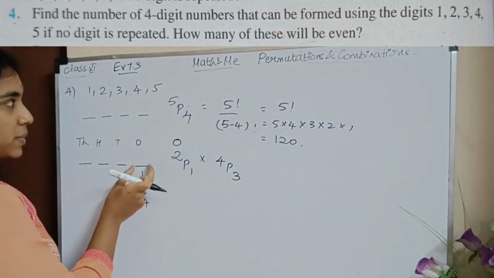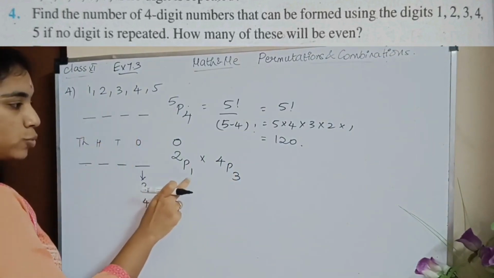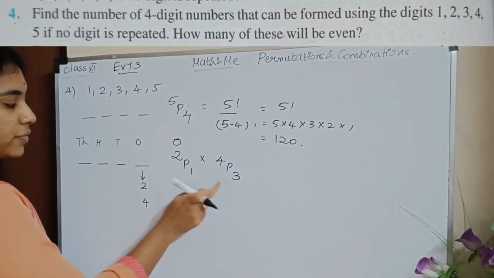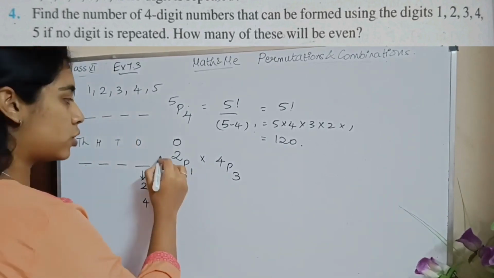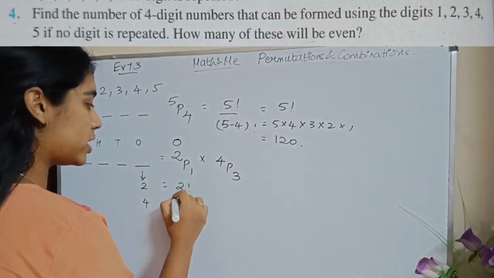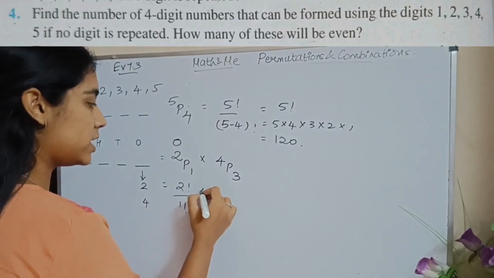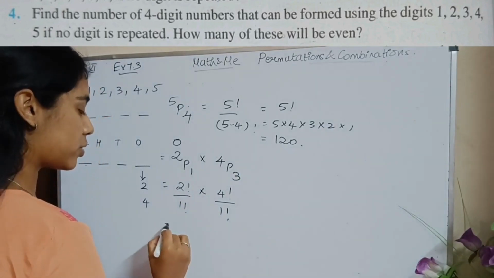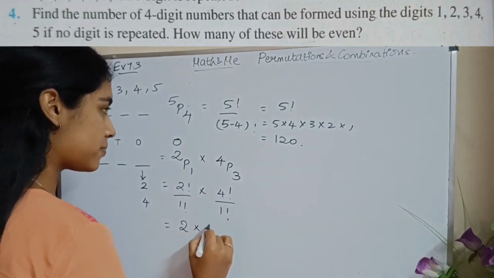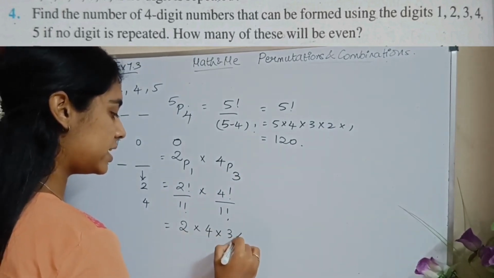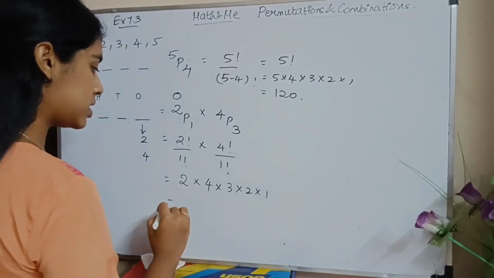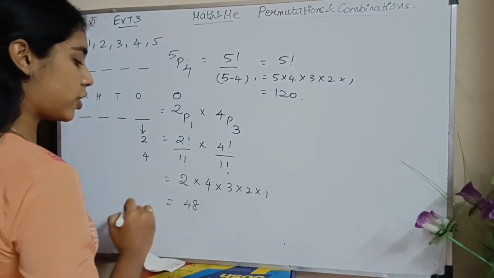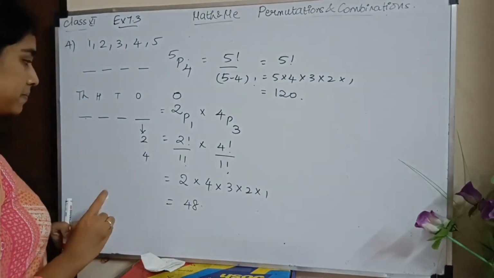So for the first place, even numbers, it will be 2P1. Then I have 4 more numbers remaining, out of which I have to choose 3. So what will this come to? 2P1 is 2 factorial divided by 2 minus 1, which is 1 factorial, times 4 factorial divided by 4 minus 3, which is also 1 factorial. So I'll have 2 times 4, 3, 2, 1. So this will be 4 2s are 8, 8 6s are 48. So 48 different choices.